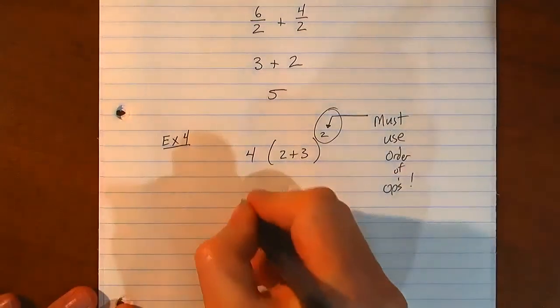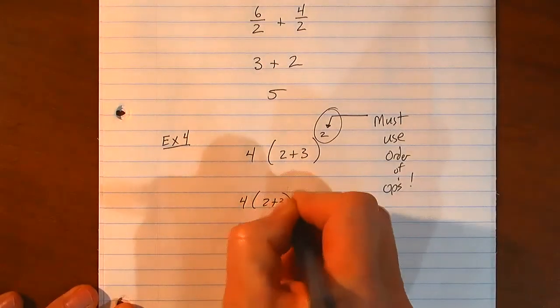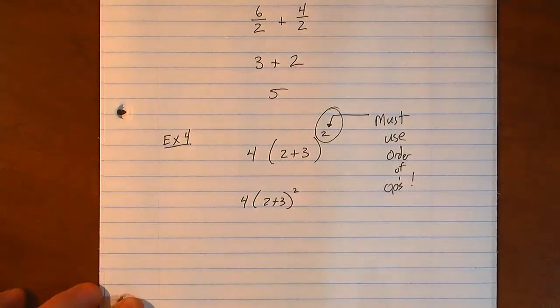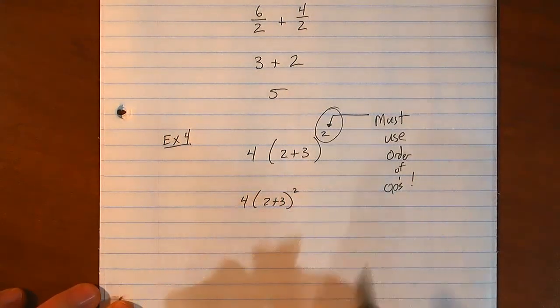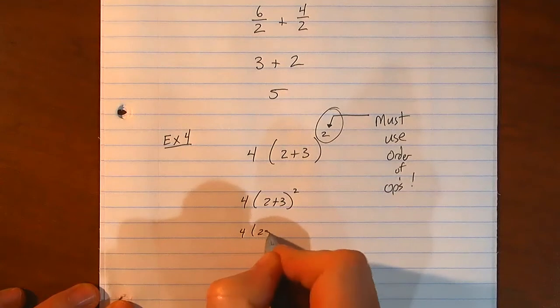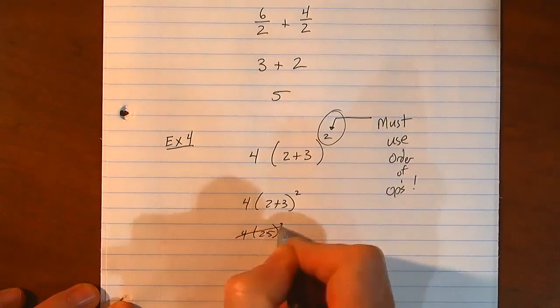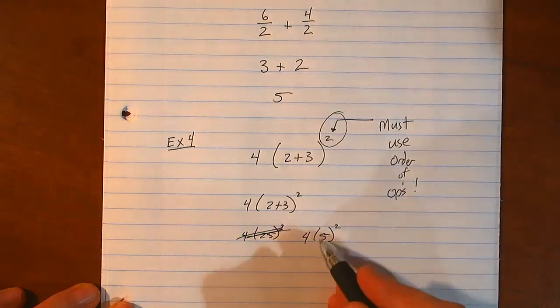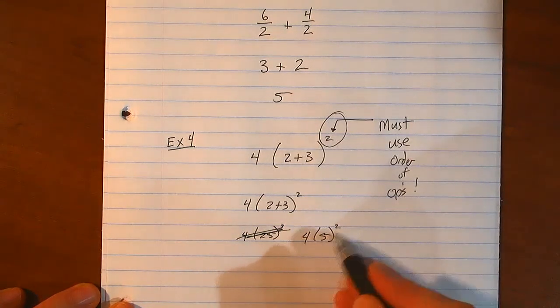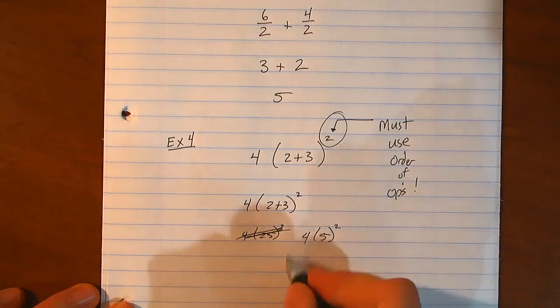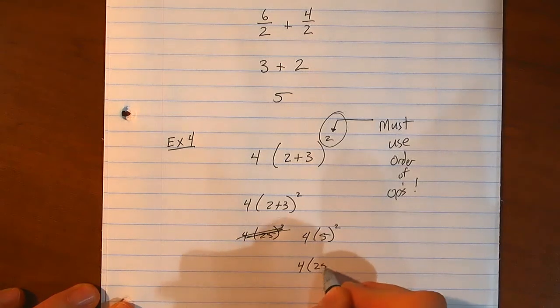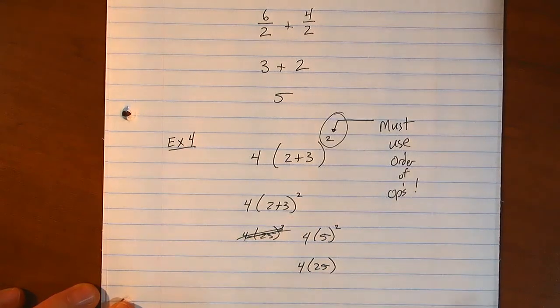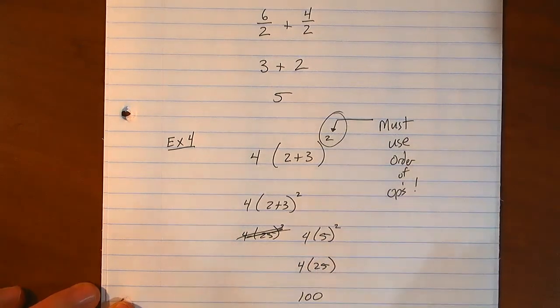So let's go back to our normal order of operations. We have to start with what's inside the grouping symbol first. 2 plus 3, that would give me a 25. I'm sorry, 2 plus 3 is just 5, isn't it? But then when I square 5, because exponents come after grouping symbols, that's when I get a 25. 5 squared equals 25. And now I can finish with 4 times 25, which is 100.